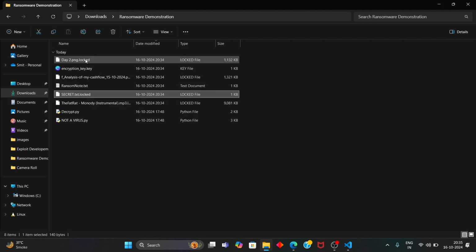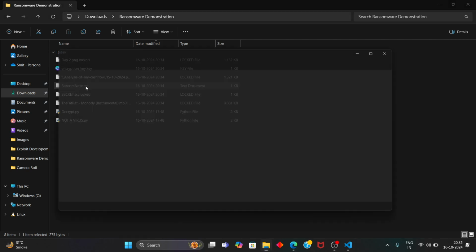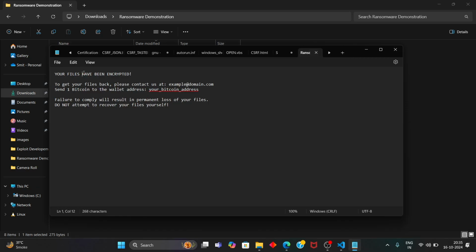Each file has got an extension called .locked. Okay, and there is a ransom note here. If we read the ransom note, it says, your files have been encrypted. To get back your files, please contact us at this specific email or send 1 Bitcoin to the wallet address. And here we are supposed to enter our wallet address.